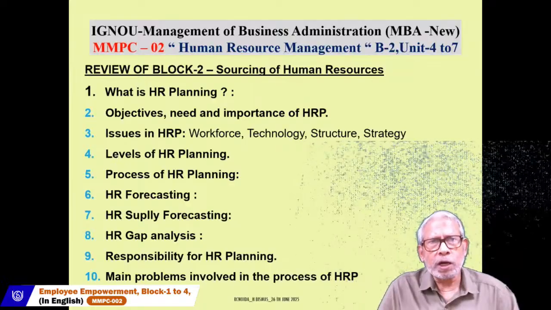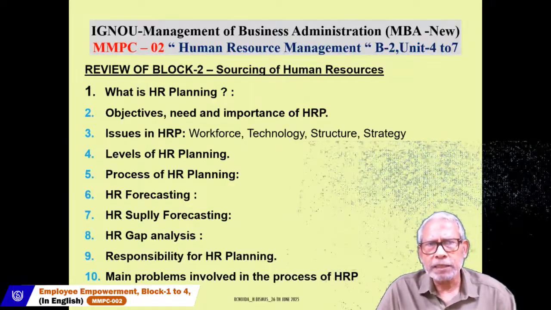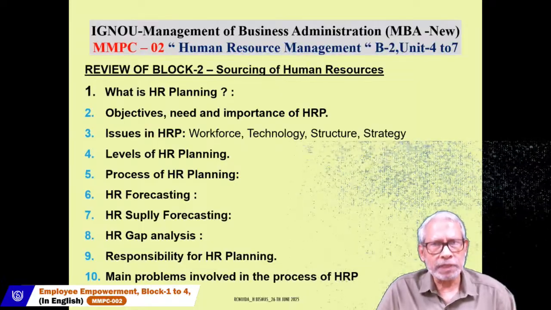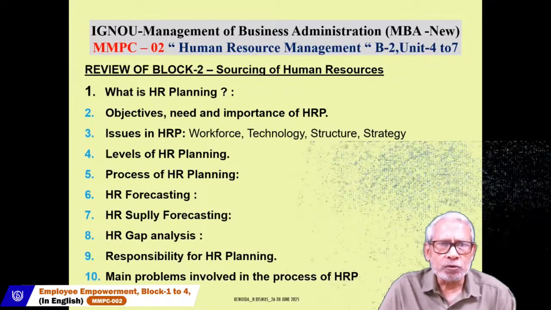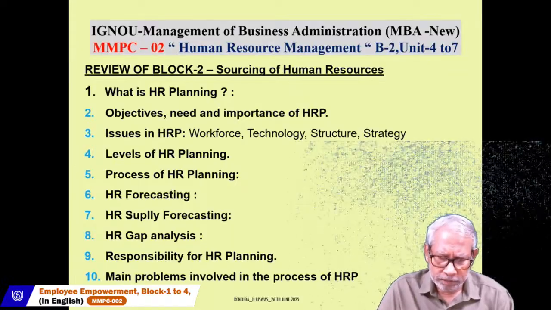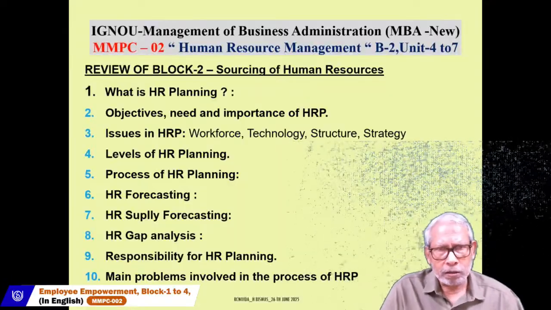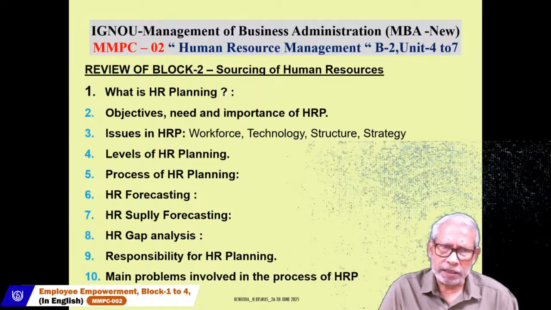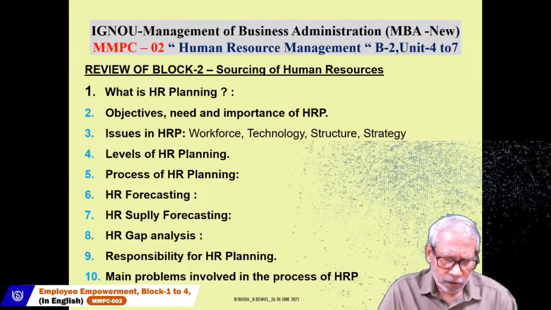Now block 2 is basically about HR planning. Then there are the objectives, need and importance of HR planning. What are the objectives? Then issues in HR systems, that is also there. What are the issues? Then workforce, technology, structure and strategies, level of HR planning. So those are all steps.